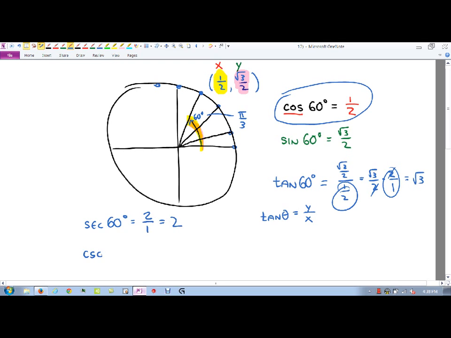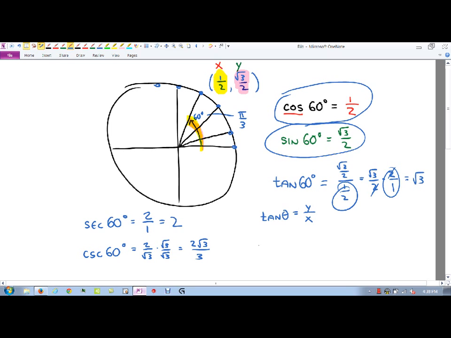If I wanted cosecant of 60 degrees, all I'd have to do is flip over what I get for sine. So here's what I got for sine. Flip that over, I get 2 over root 3. I would then have to rationalize, so I multiply top and bottom by root 3. I get 2 root 3 over 3.